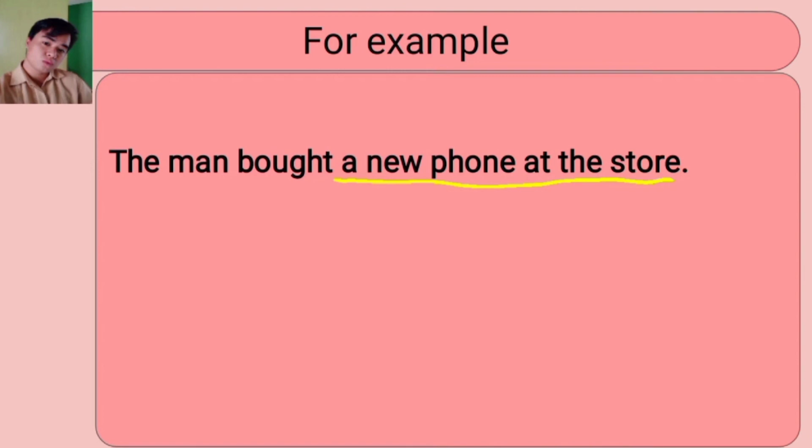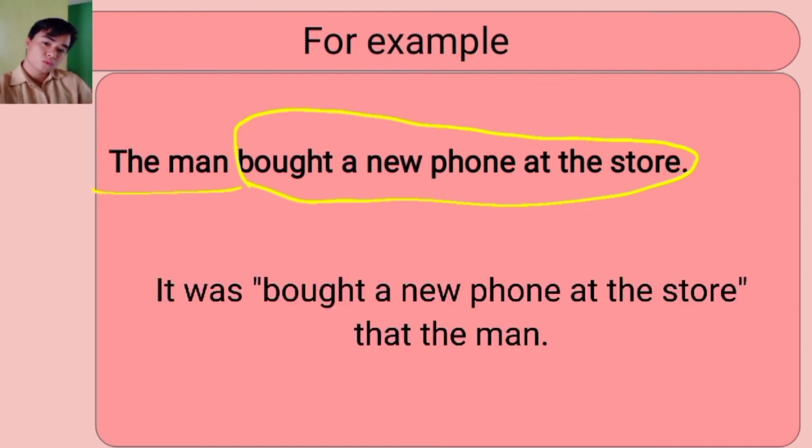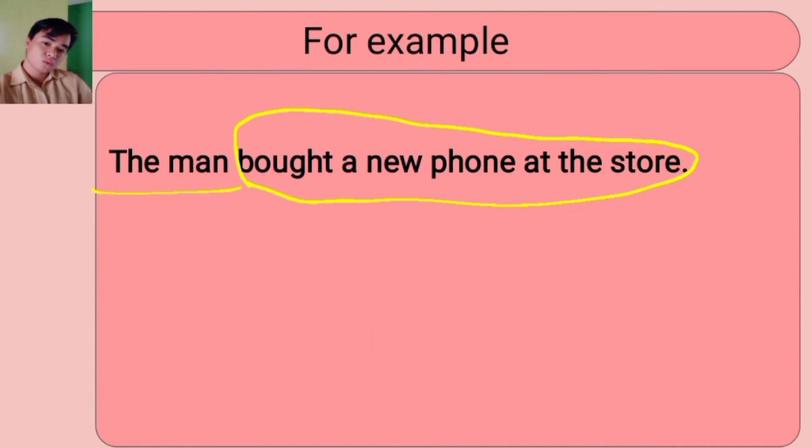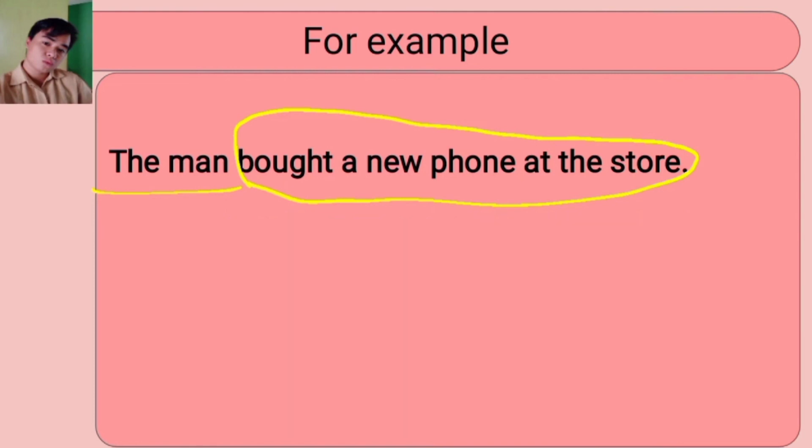Now, from our previous test of replacement, we already know that the verb plus whatever follows forms a constituent in the sentence. And the second part would be the subject. Try to put that next to the word "that" and see what happens. It was bought a new phone at the store that the man. That sounds so wrong. That does not mean that "bought a new phone at the store" is not a constituent. This is why we need to use more than one test before you decide that it is or is not a constituent.